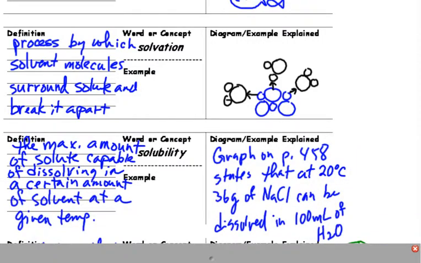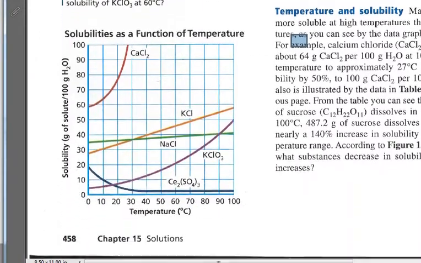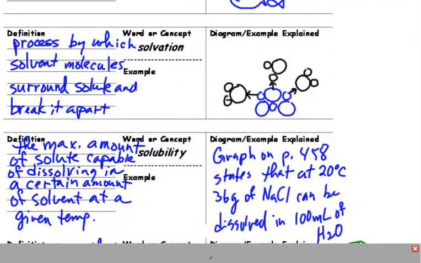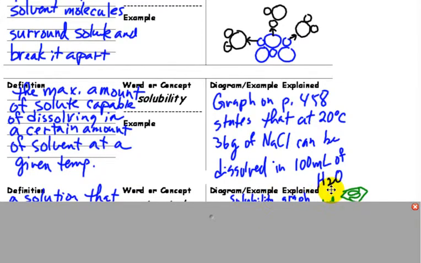Solubility: that little graph that I mentioned earlier, which demonstrates the maximum amount of solute that is capable of being dissolved in a certain amount of liquid. I'm alluding to that graph there. At 20 degrees C, 36 grams of sodium chloride can be dissolved in 100 mL of water. So the maximum amount of solute capable of dissolving in a certain amount of solvent at a given temperature.